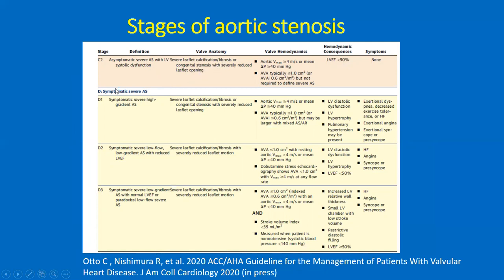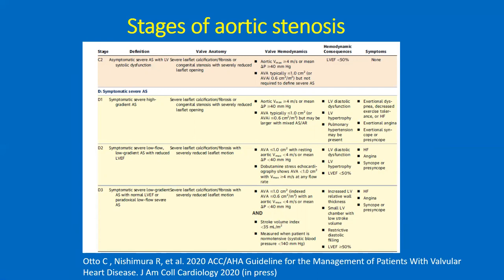Stage 3 comprises all 3 subcategories of symptomatic severe aortic stenosis. The first one, D1, is what we knew, the classic type of aortic stenosis, meaning severe aortic stenosis with high gradients and normal flow. There is concordance between the gradients, which is mean gradient equal or more than 40 millimeter mercury, and valve area less than 1 centimeter square.